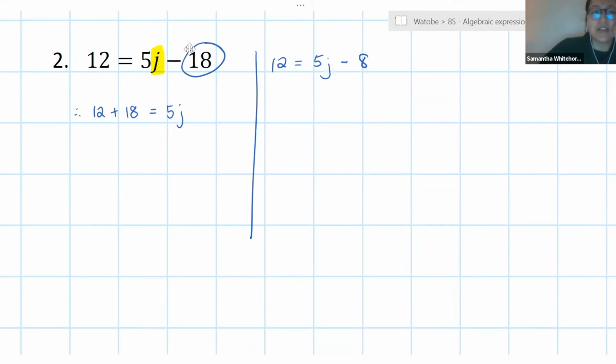Cool. Okay, cool. So I've done the first step. Tell me what I would need to do next. After doing that, I say 12 plus 18, which gives you 30. Good. Then I divide it by 5. Good. And what's 30 divided by 5? It gives you 2. No, 6.